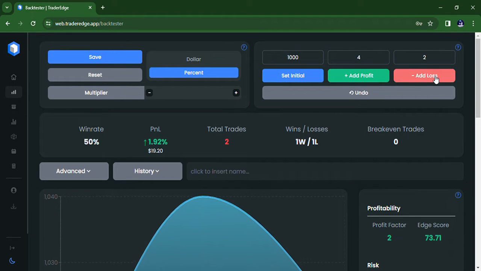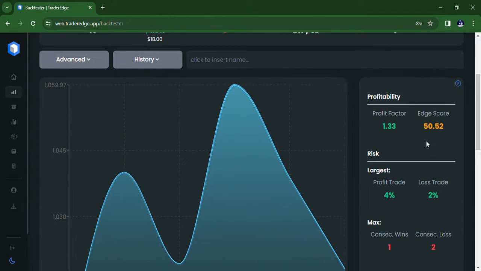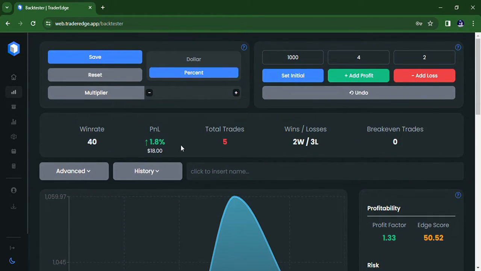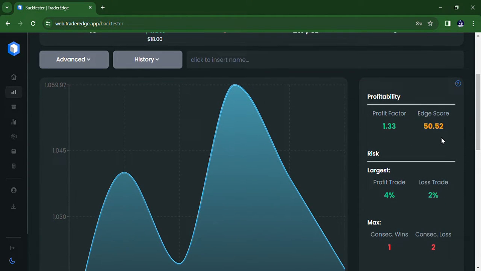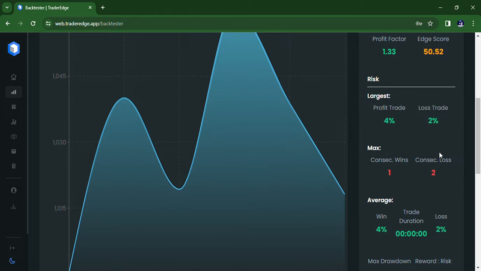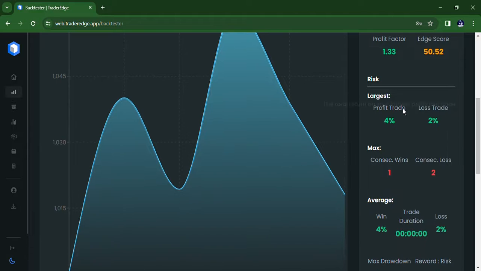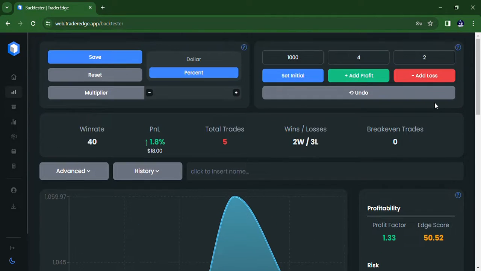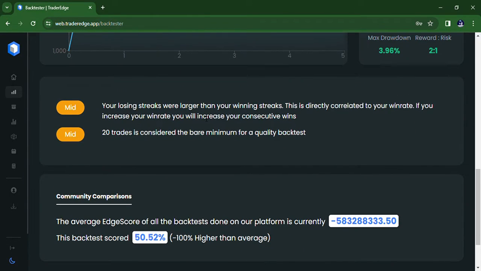And suppose the other trades are in loss and profit, loss, then you can see that I have backtested 5 trades. So my win rate is 40%, PNL is $18 up, starting was $1,000, 2 wins 3 losses. So you can see profit factor, edge score, profit trade, loss trade, consecutive wins, consecutive losses. There is very good data that comes and helps you in figuring out your trading journey. And you can see that your losing streaks were larger than winning streaks. This is directly correlated to that.